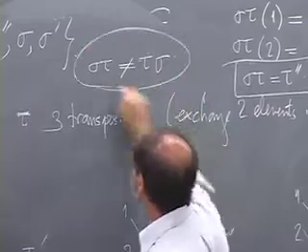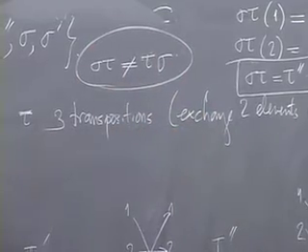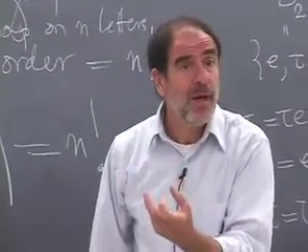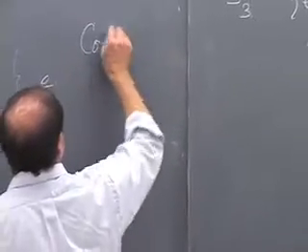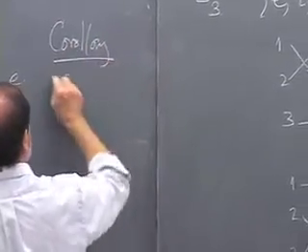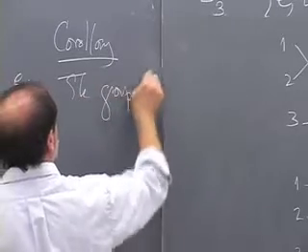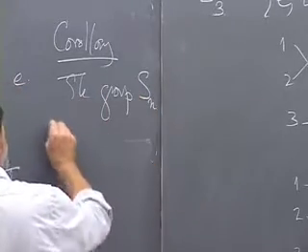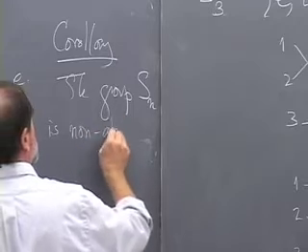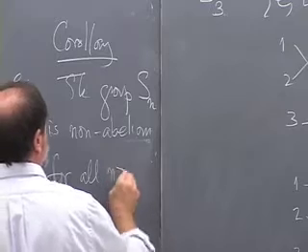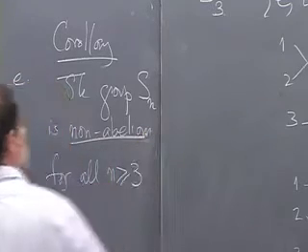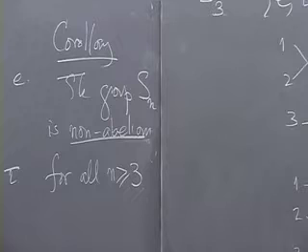So already, in this incredibly simple permutation group on 3 elements, it's non-abelian. Okay? Corollary. Let's push our luck. Corollary. The group Sn, the symmetric group on n letters, is non-abelian for all n larger than or equal to 3. So once we permute more than 3 elements, we have a non-abelian group.